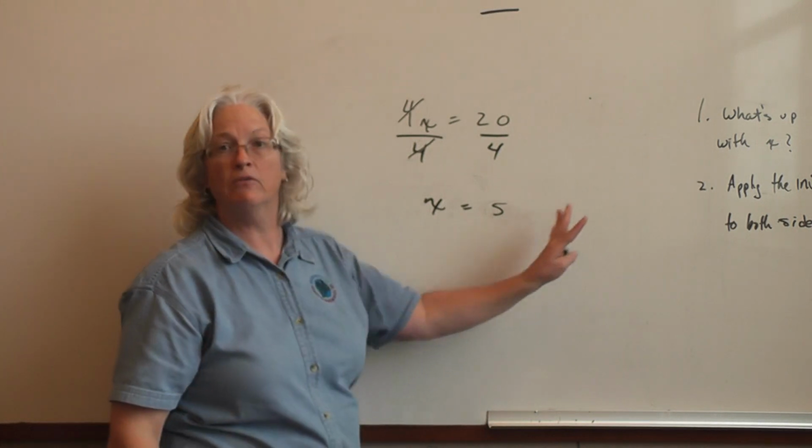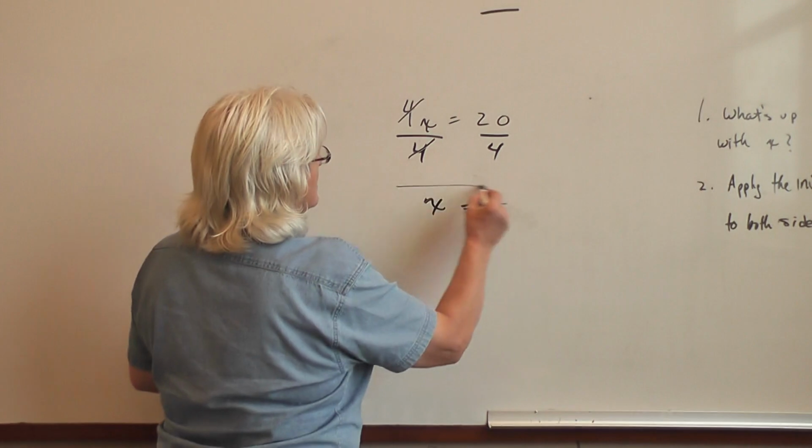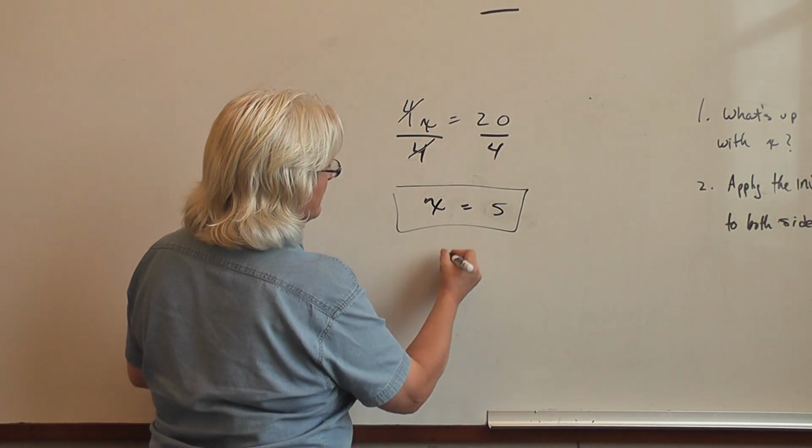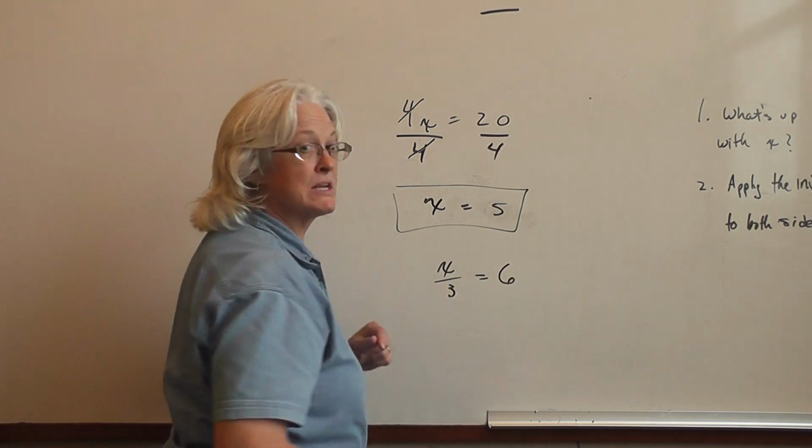X is equal to 5. If you need to show your division out here to the right, that's fine. The second example that I had was x divided by 3 is equal to 6.